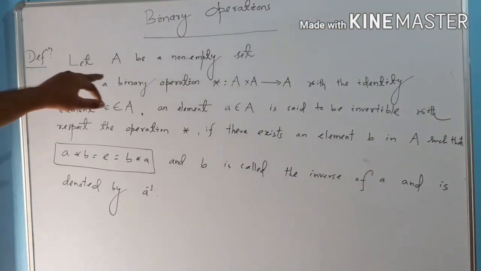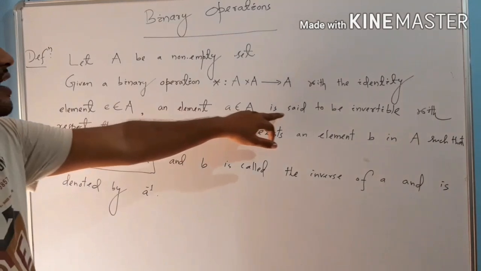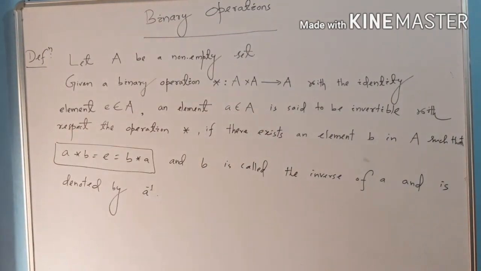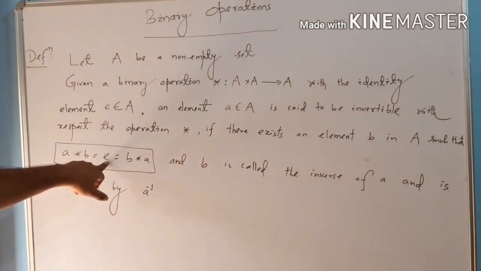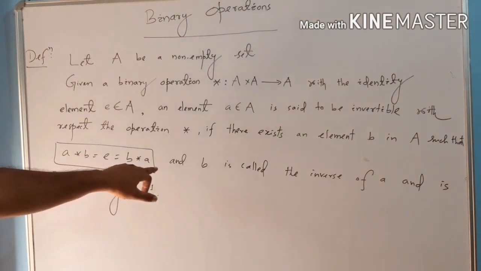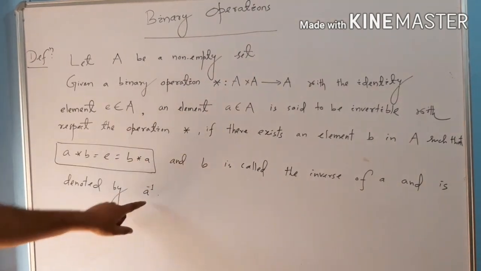Definition: let A be a non-empty set, given a binary operation star from A cross A to A with the identity element E belongs to A. An element A is said to be invertible with respect to the operation star if there exists an element B in A such that A star B equal to E equal to B star A, and B is called the inverse of A and is denoted by A inverse.